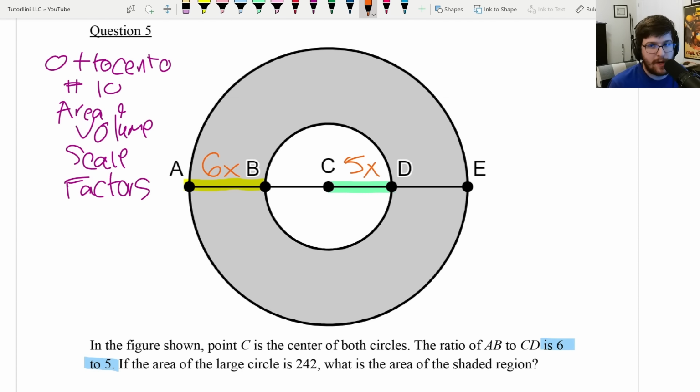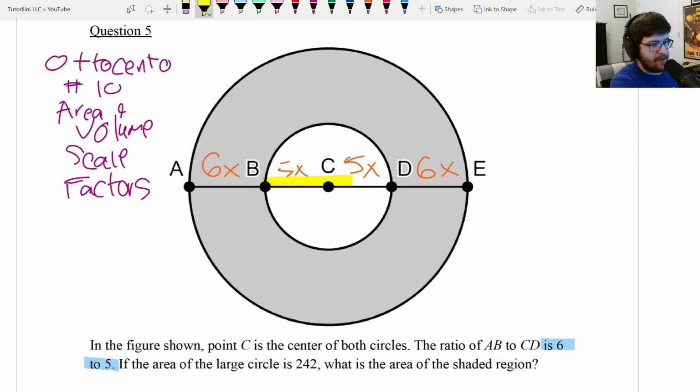This question is all about ratios and scale factors. So C is the center of both circles, so all of this is symmetrical. So I'm going to label this 5x and this 6x. So we can now figure out the length scale factor by comparing the radii or comparing the diameters. It doesn't really matter. I'm going to do the diameters just for the heck of it.